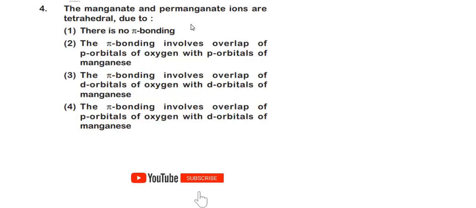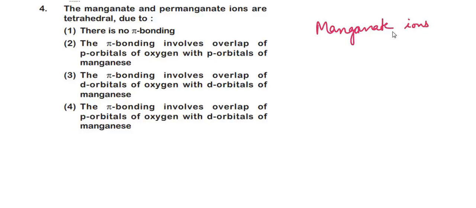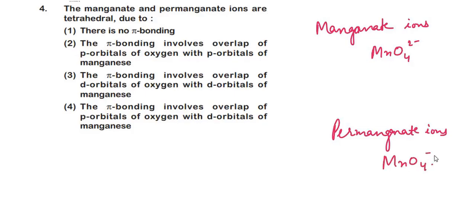The next question is: manganate and permanganate ions are tetrahedral, what is the reason behind it, out of these 4? So the manganate ion is MnO4 2 negative and the permanganate ion is MnO4 negative. When we draw the structures of these two, both are tetrahedral.